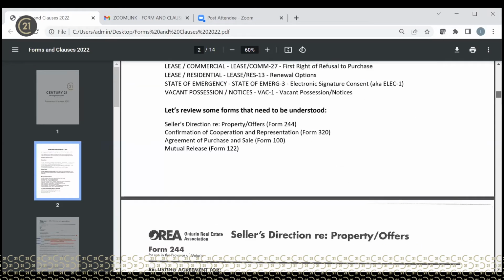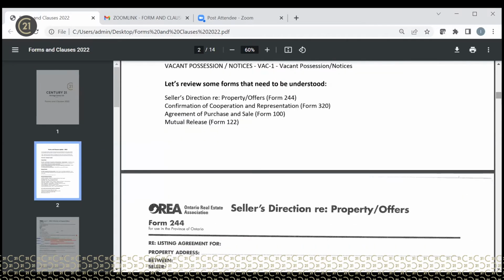So let's review some of the forms that you need to understand, because there isn't an awful lot that's being updated on the OREA forms and clauses. I'm going to just go through some of the things that we have recently been having issues with.